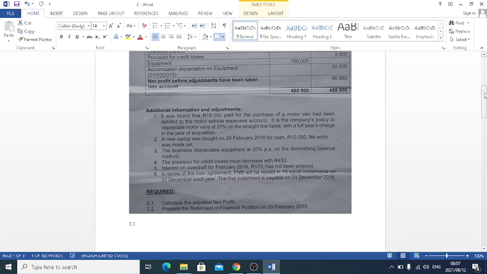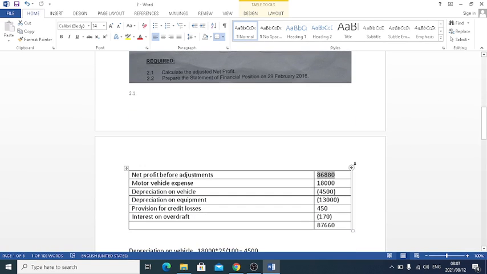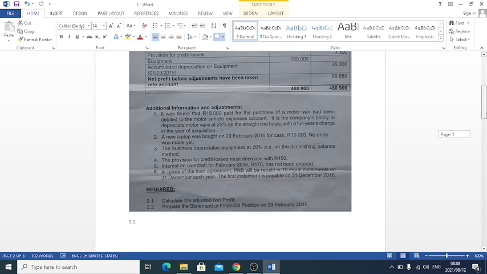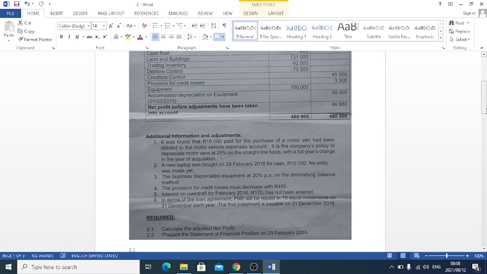Now we have to correct the error and bring back the amount to the motor vehicle expense account as a positive amount. Then the statement says it is the company's policy to depreciate motor vans at 25%, straight line basis, with the full year charge in the year of acquisition. Whenever we bought it, full year charge.